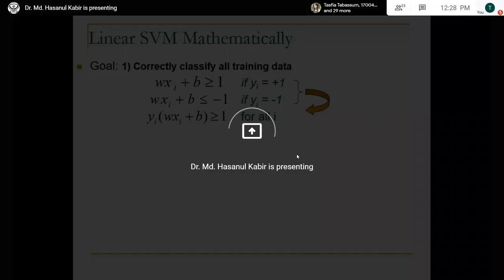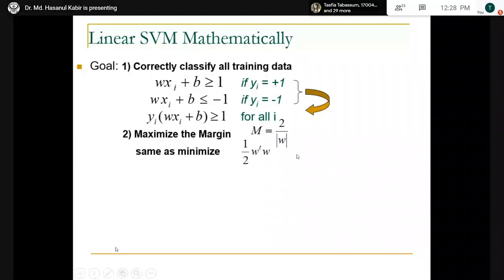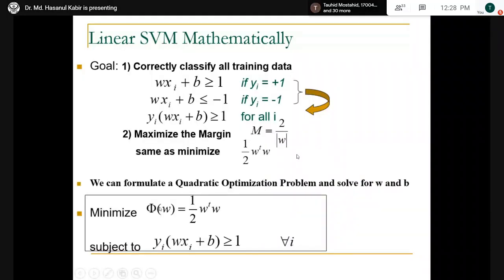That means now we are facing a constraint optimization problem. Let's say we have a function. Let's say the minimum of this function. If I draw like this, the minimum of this function is of course here. This is W for that particular function.